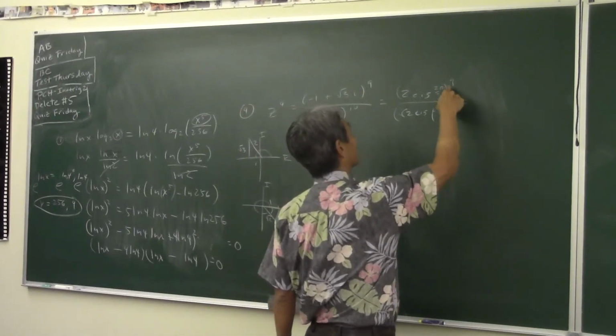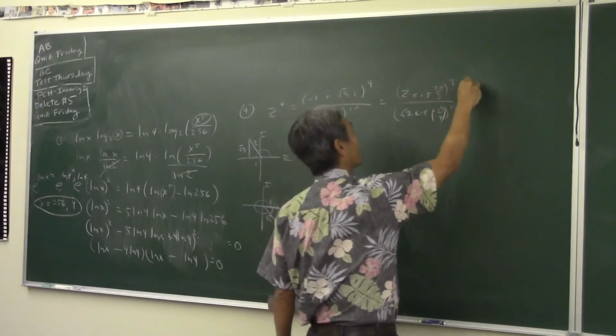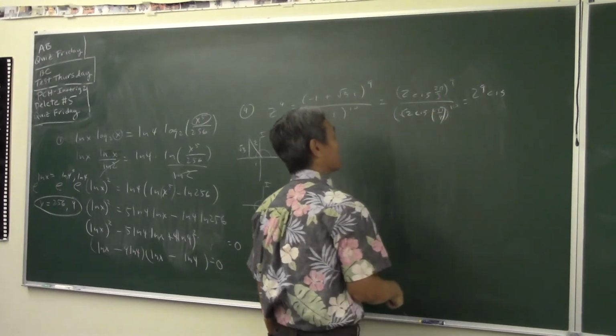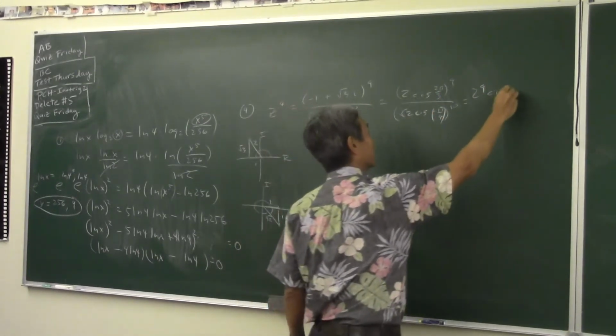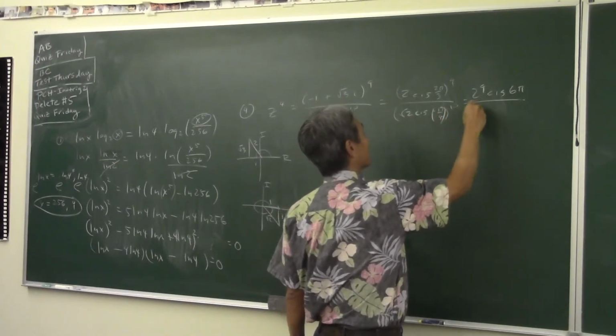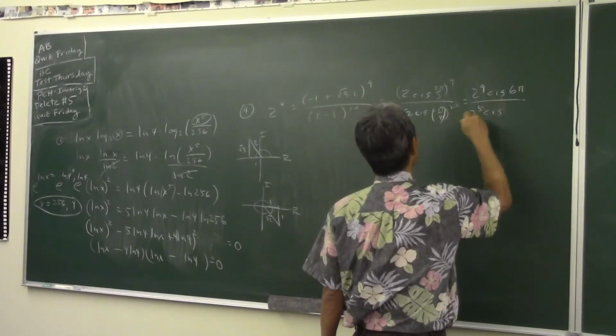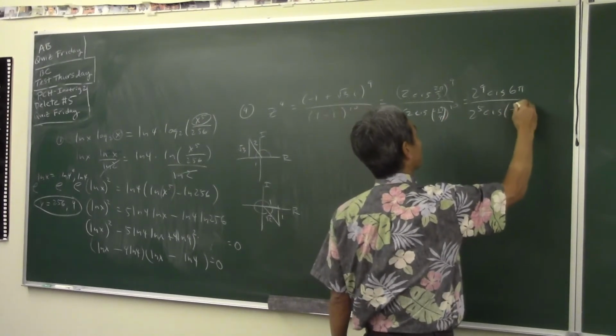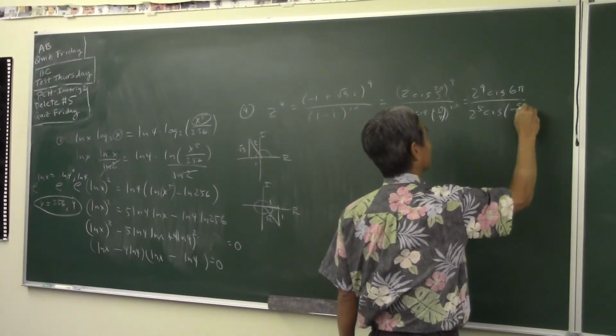Now we apply de Moivre's theorem. How do you raise a complex number to a power? You go 2 to the 9, and then you multiply the angle times 9. So that would be 6 pi. That's de Moivre's theorem. So root 2 to the 10th is 2 to the 5th, and then you multiply negative pi over 4 times 10, so that would be negative 5 pi over 2.